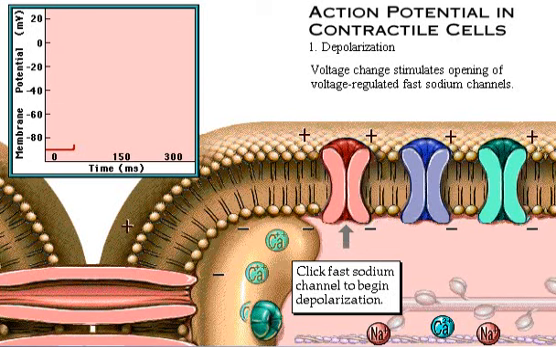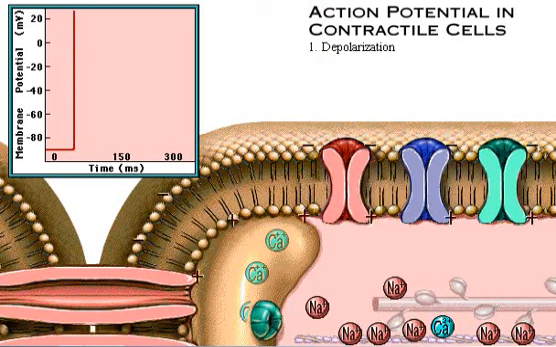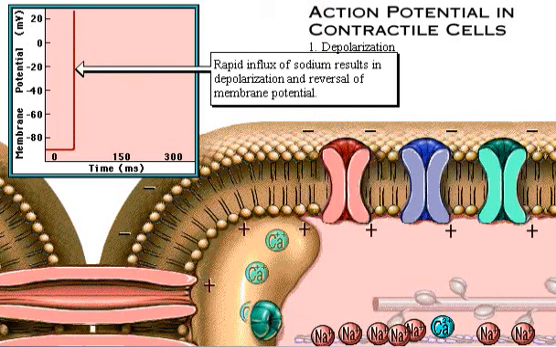This voltage change stimulates the opening of voltage-regulated fast sodium channels. To see depolarization and the reversal of membrane potential, click the sodium channel. Rapid influx of sodium results in depolarization and reversal of the membrane potential from negative inside the cell to positive. Recall that for the autorhythmic cell, it is the rapid influx of calcium and not sodium that causes depolarization.